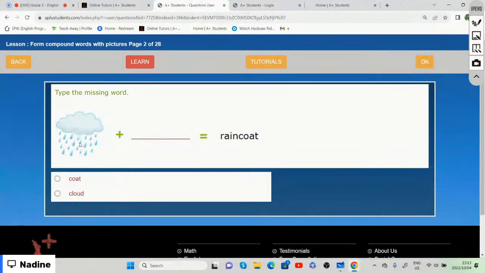Here we have rain, right? Rain plus what? Is it rain plus coat or rain plus cloud? That equals raincoat. So we need to choose the correct missing word, and then we already have the compound word, which is raincoat.